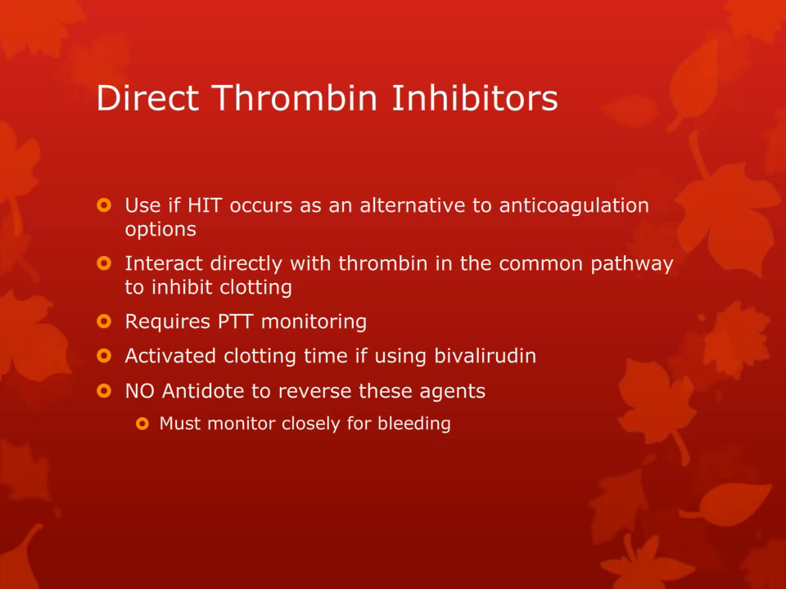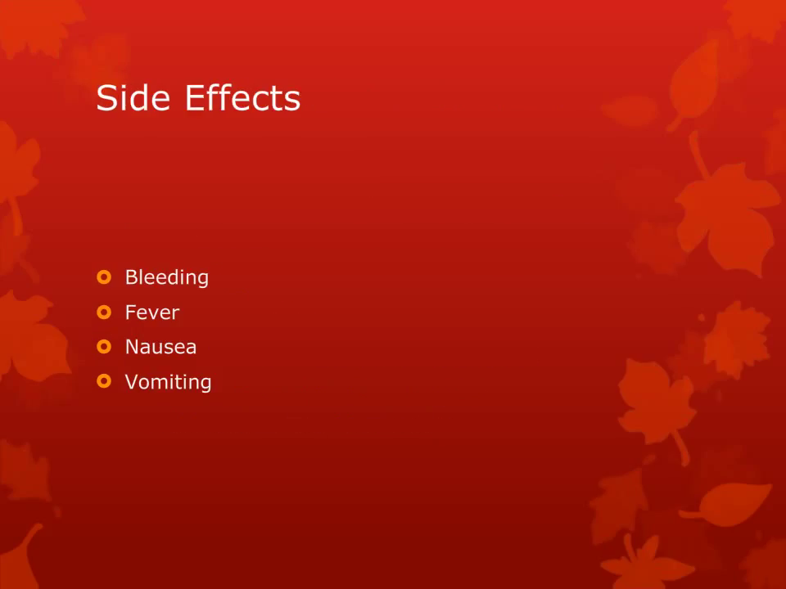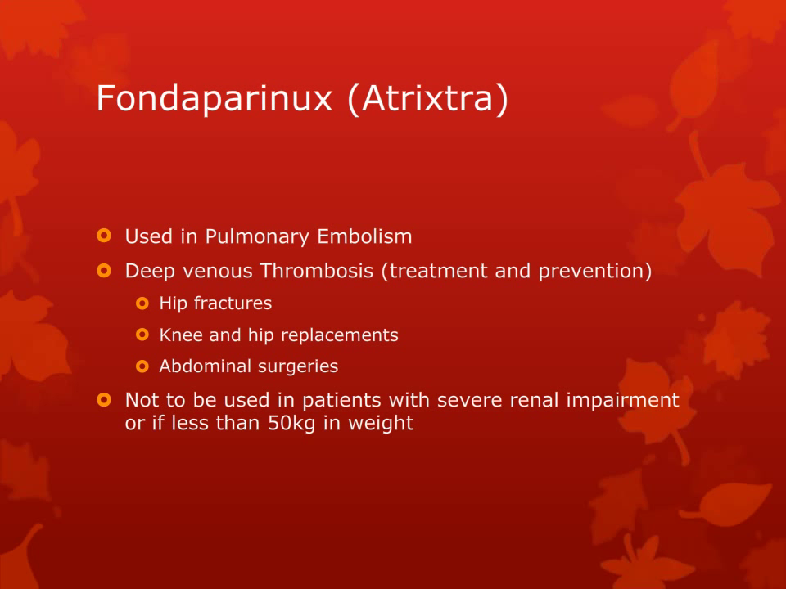Direct thrombin inhibitors are used if HIT occurs as an alternative anticoagulation option. They interact directly with the thrombin in the common pathway to inhibit clotting. Requires PTT monitoring, activated clotting time if using bivalirudin. No antidote to reverse these agents. Must monitor closely for bleeding. Side effects are bleeding, fever, nausea, and vomiting. Fondaparinux, Arixtra, is used in pulmonary embolism, deep vein thrombosis, treatment and prevention, hip fractures, knee and hip replacements, abdominal surgeries.